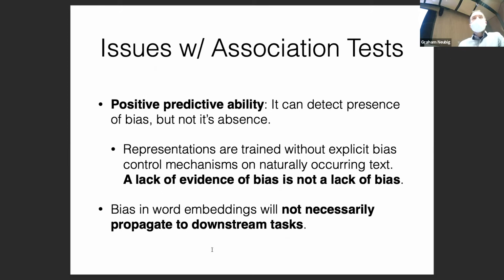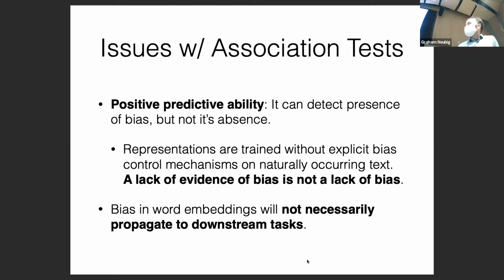So these were very interesting works that pointed out a problem. There are a few issues with them, however. The first one is that they have positive predictive ability, but they do not have negative predictive ability. They have no way of giving evidence of lack of bias. So what you can show is that there is bias, but you can't show that there is not. A lack of evidence of bias is not a lack of bias.